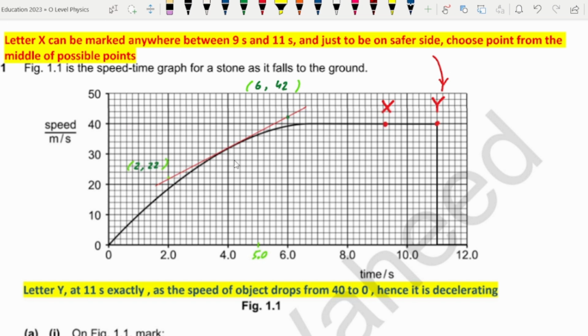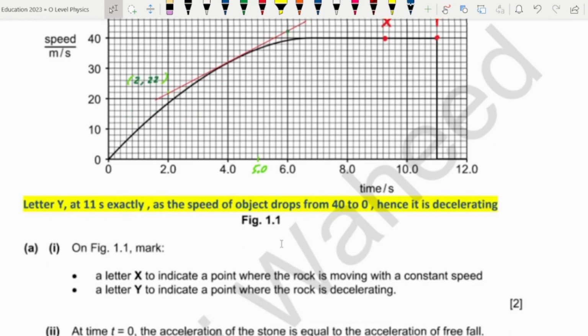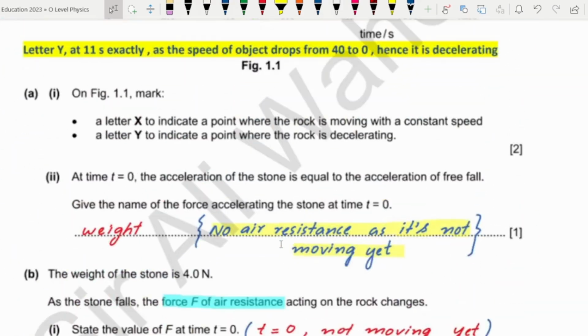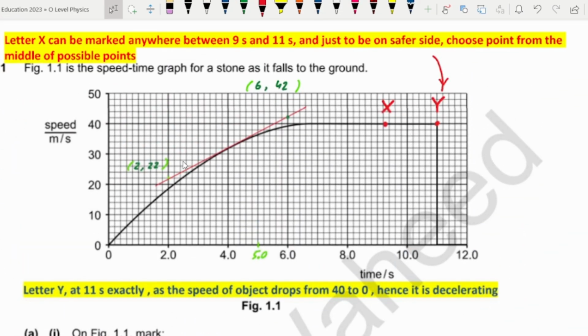Now we need to find the acceleration at 4 seconds. At 4 seconds, the graph is not a straight line, it is a curve, so we have to draw the tangent. If it were a straight line, we would have simply applied the formula of gradient and we could have found the value of acceleration. So for 4 seconds, first you need to draw a tangent. Alright, I have drawn it with this line over here. You can see the red line. I have drawn the tangent.